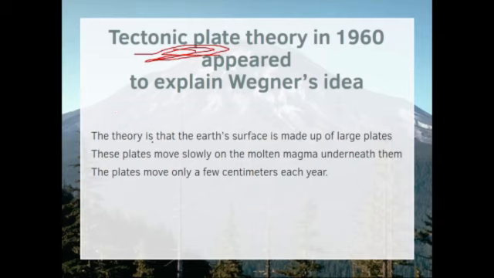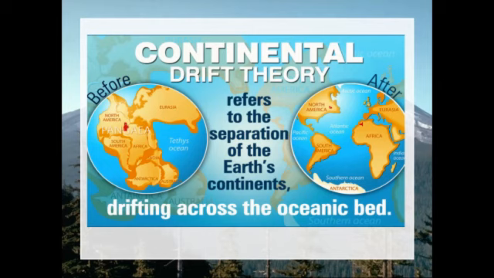This theory says that the Earth's surface is made of large plates. Each continent is considered a big plate. These plates move slowly on molten lava underneath them, and they only move a few centimeters each year, so you can't detect the movement. This can explain Wegener's continental drift theory easily, because if we have millions of years, and each year a few centimeters separate each continent from the other, then after hundreds of millions of years we can see this shape. Yes, they can move that far away from each other.